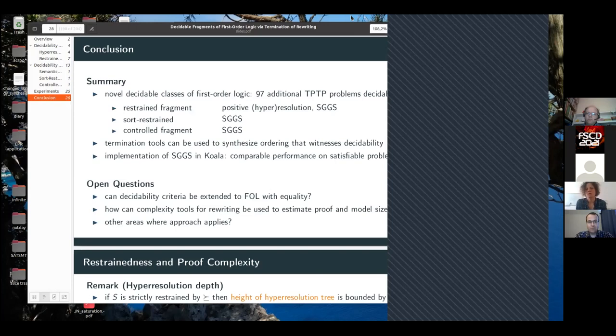In practice, I don't know whether we can observe a difference between DPLL and SGGS.